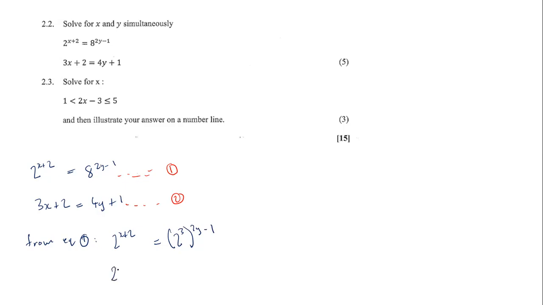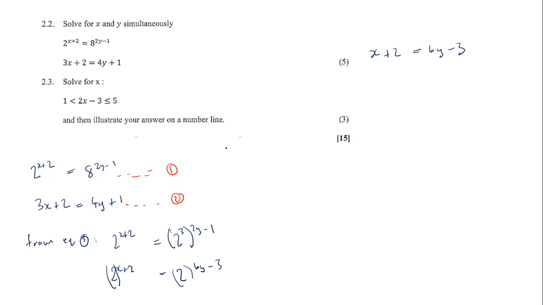Now, here I'm going to have 2 to the power of x plus 2, which is equal to, I'm going to multiply this 3 with this. Let me write it in brackets, and let me also write this one in brackets. 3 multiplied by 2 is going to be 6y. 3 multiplied by -1 is going to be -3. Now the bases are the same, so I can equate the exponents. That means I'm going to have x plus 2, which is the same as 6y minus 3. This comes from equation number 1.